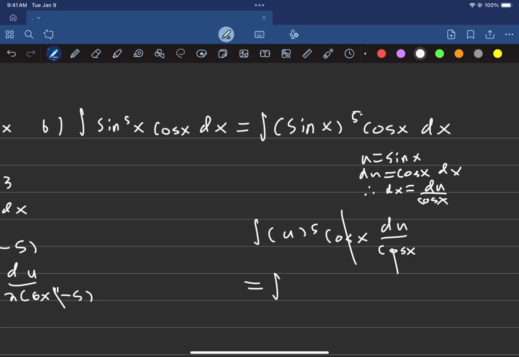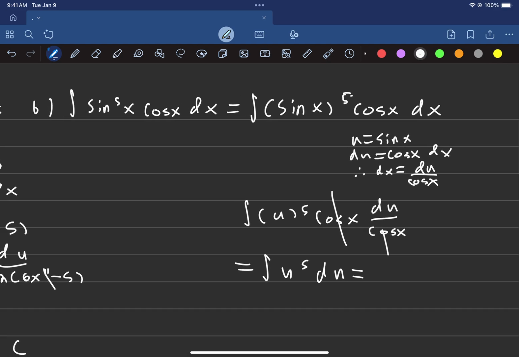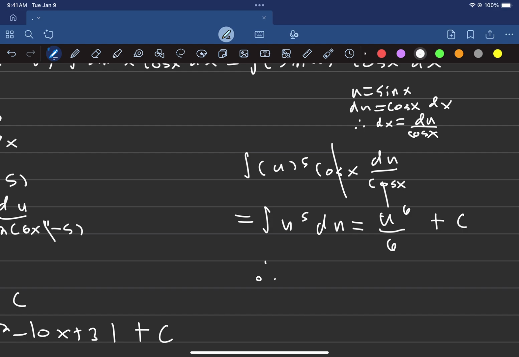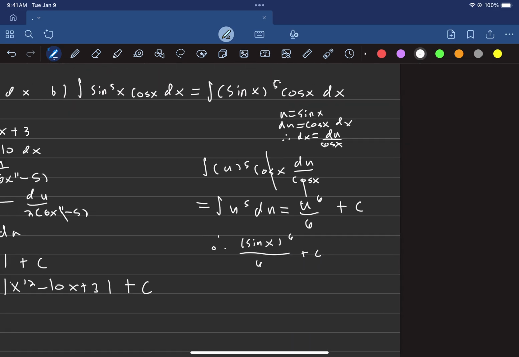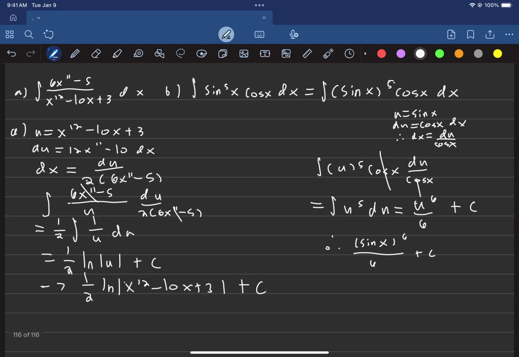So we are left with the integral of u to the power of 5 du, which, using our reverse power rule, which I'm not going to really explain much right now, will leave us with u to the power of 6 over 6 plus c. And then, therefore, we could find our answer, plugging our u back in, as sine of x to the power of 6 over 6 plus c. Okay, so these are these two integrals solved using u substitution.